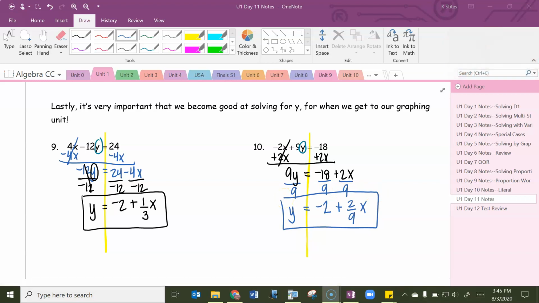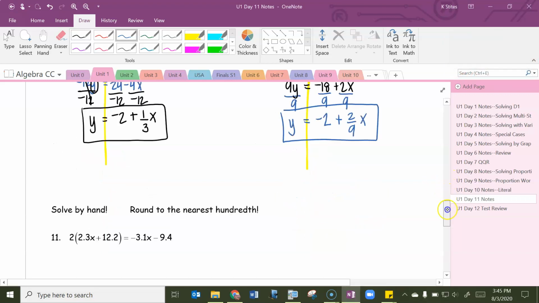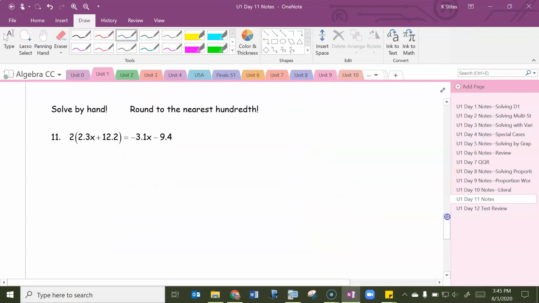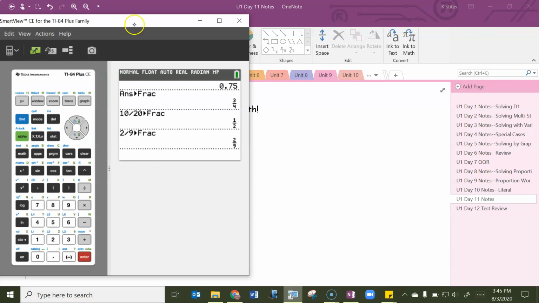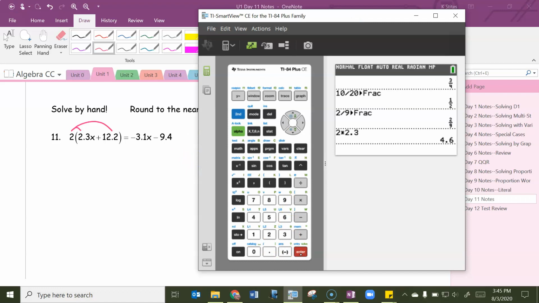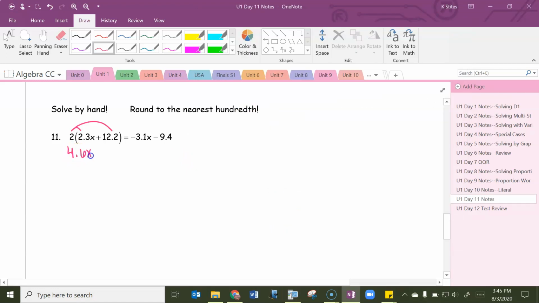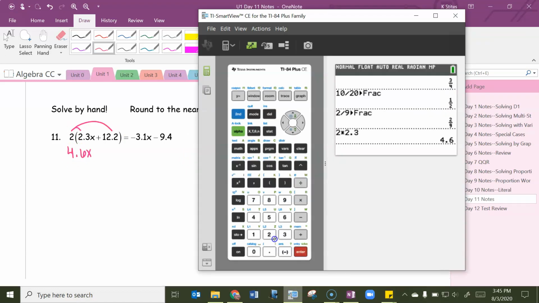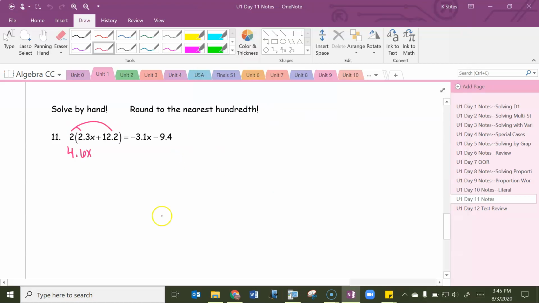Cool. All right, our last problem is just a good old review solving problem, guys. Look, only one variable, just x. So let's go ahead and do some distributive property. 2 times 2.3 is 4.6, and then 2 times 12.2, so plus 24.4. Rewrite this stuff.